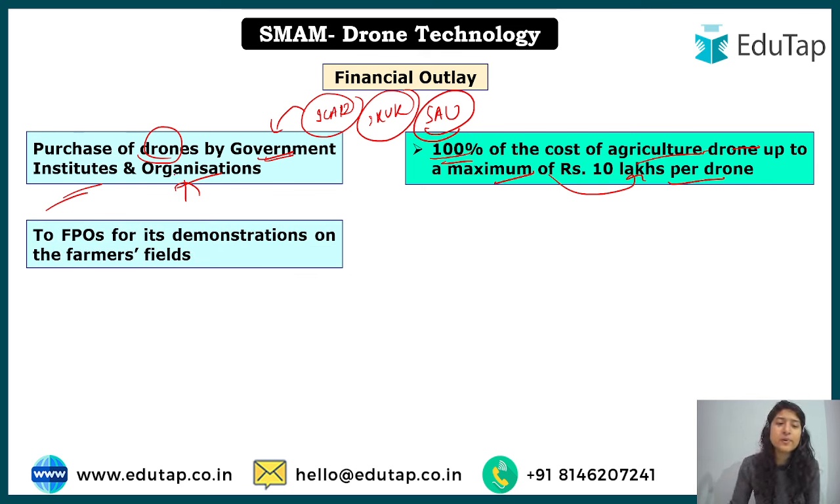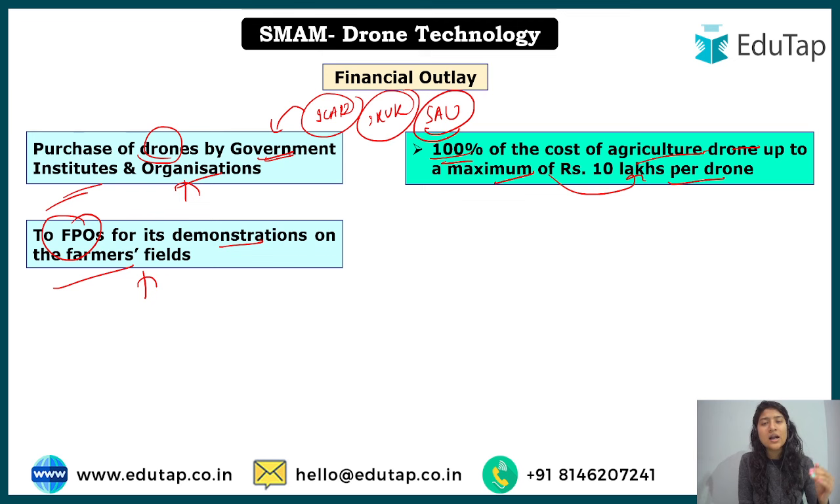Second is to FPOs for demonstration on the farmers' fields. Okay, what are FPOs? These are Farmer Producer Organizations. This organization constitutes farmers only. It's like a community of them. They have proper registration. The members collect some money, and a similar amount is given by the central government, and this fund is utilized further by these farmers only. This is the basic idea of FPOs. And see, these constitute farmers only, right?